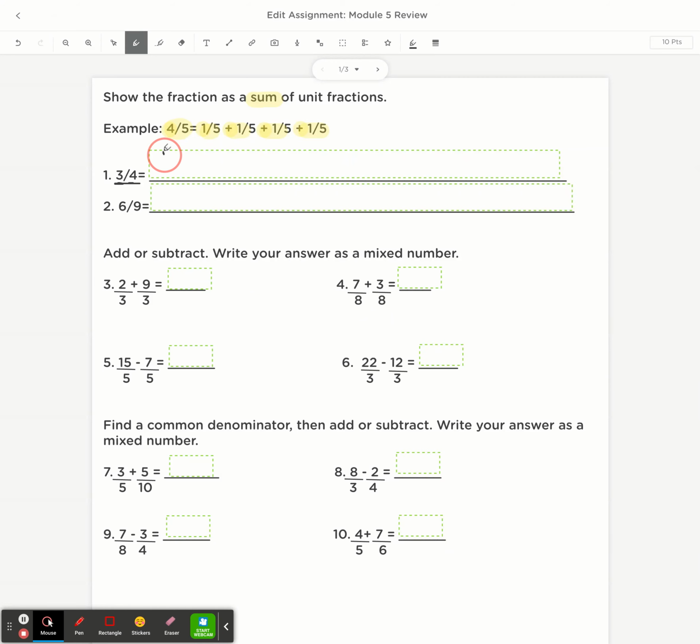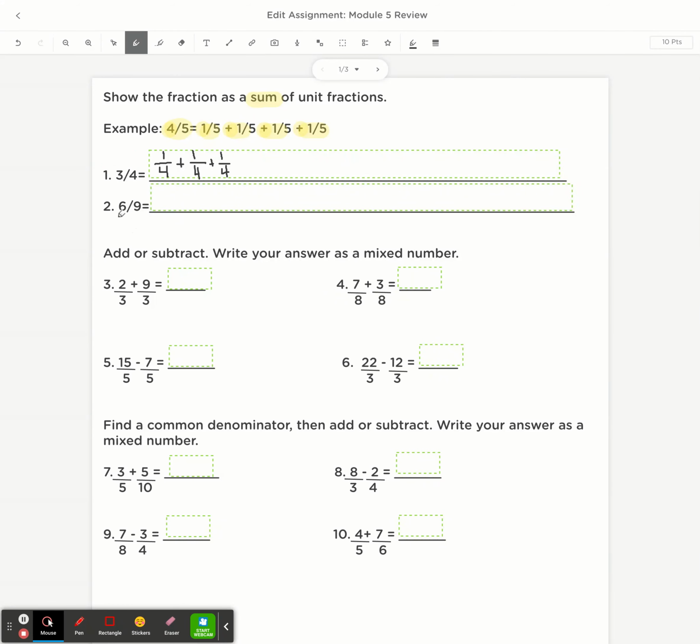We have to show 3/4 as a sum of unit fractions. So for unit fractions, I know that I'm always going to be having 1 as the numerator, and I'm keeping my denominator the same. I'm not messing with my denominator. So I know that 1/4 is going to be my unit fraction. And the numerator 3 tells me how many times I'm going to add 1/4 together. So I have to add it together 3 times. So 1/4 plus 1/4, that's only 2/4. So I'm going to have to do plus 1/4 again. And then that shows 3/4 in total, but it shows it written as unit fractions.